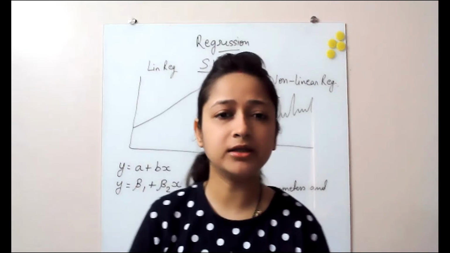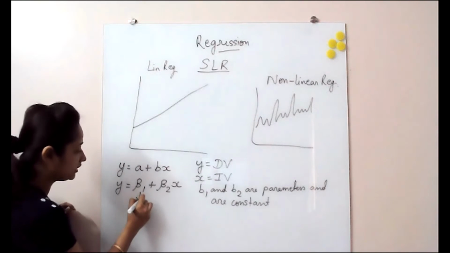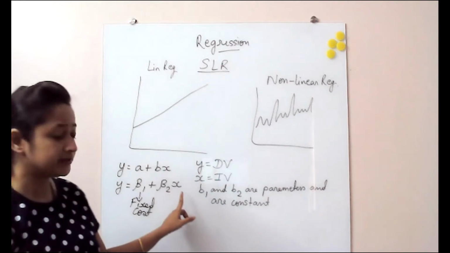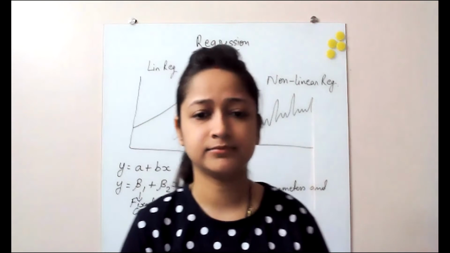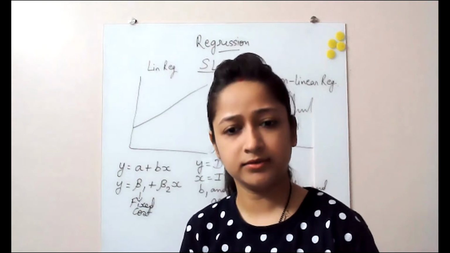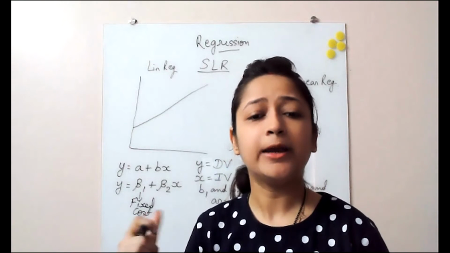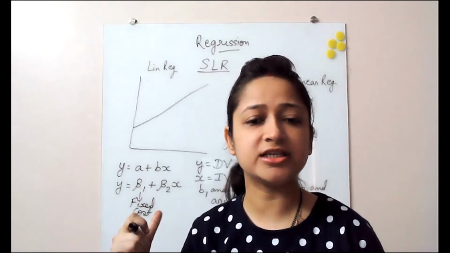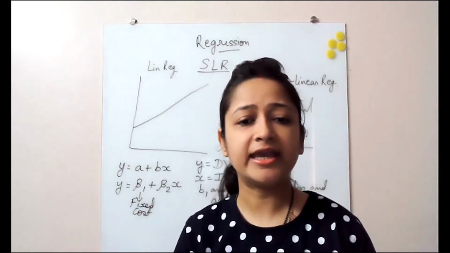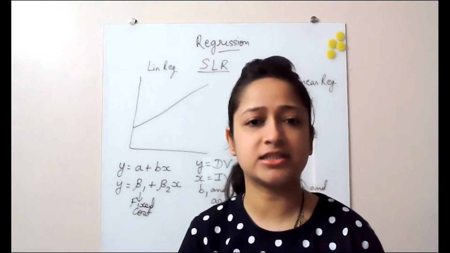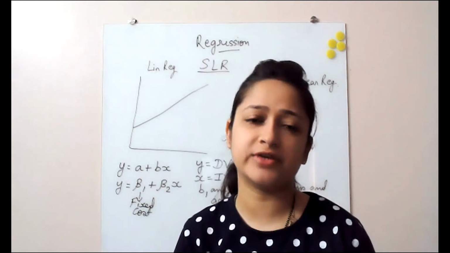What is beta 1? In our example, it is the fixed cost, which is always fixed. So beta 1 is the fixed cost, representing the parameter. And beta 2 is how y changes when x changes. X is the independent variable, like the rate of investing. We can say the rate of investing.